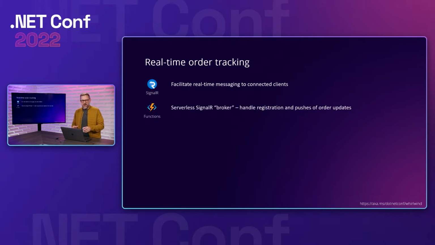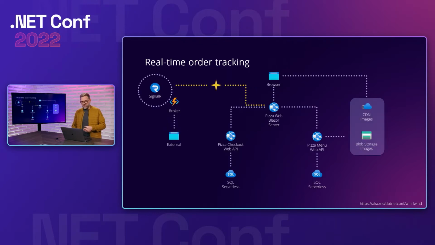To do that, I'm going to build an Azure function. Now, the function is going to kind of serve as what I'm going to call the broker. So the clients are going to be able to register with this broker to let SignalR know, hey, I'm listening. You can send me messages. And then the function is actually going to take and send that message itself. So it's going to be kind of like this broker sitting in the middle. And then the pizza web, the Blazor server app, is going to serve as our client to receive these messages.